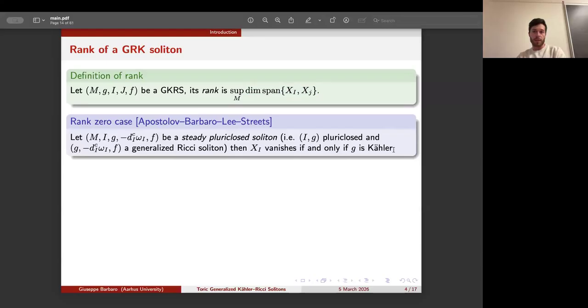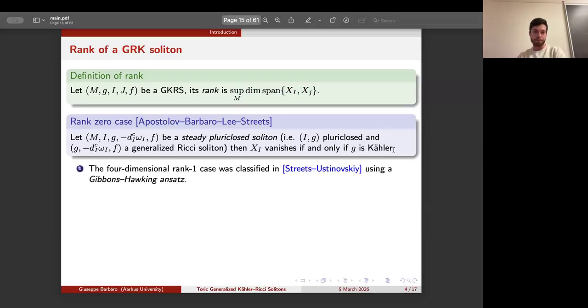What can we say about the case of rank 1? So we actually have at least one symmetry. Well, in low dimension, in dimension 4, these were classified again by Jeffrey and Yuri using the Gibbons-Hawking ansatz. This is something that we're gonna see in a few slides because we're also gonna need it. But anyway, in dimension 4, the rank 1 case is classified. So let's move to the last remaining one, which is the rank 2 case. This is what we're gonna be interested in today.